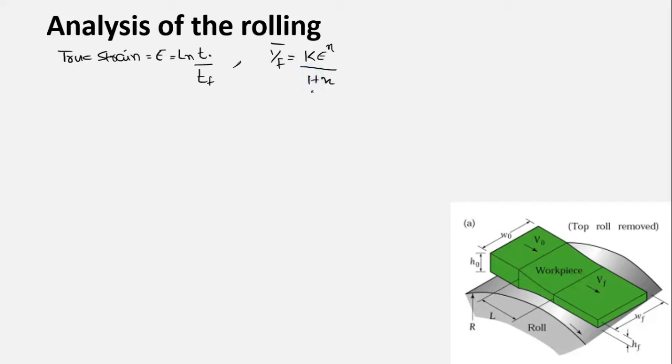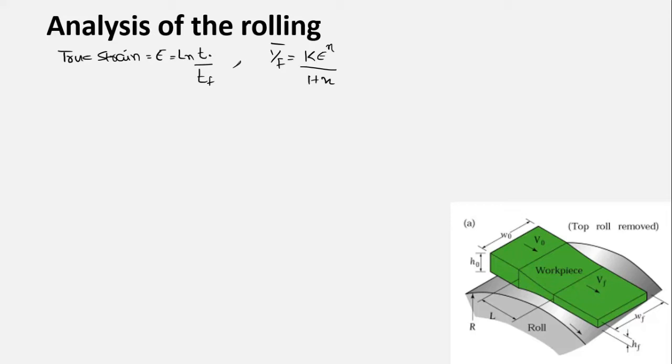So the average flow stress is used to calculate the force and power of rolling. However, there's a limit to the maximum possible draft, right? What was a draft? Draft was the difference between the initial thickness and the final thickness. So it is not the case that you keep on applying the pressure and the draft value will keep on increasing. There's a limit to the maximum possible draft that can be produced by the given roll, right?